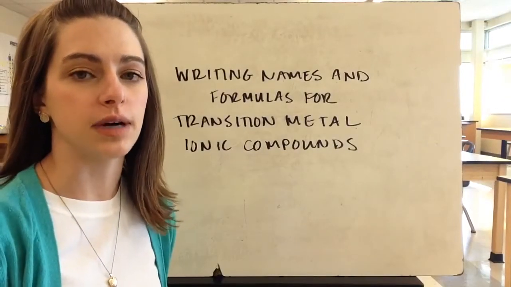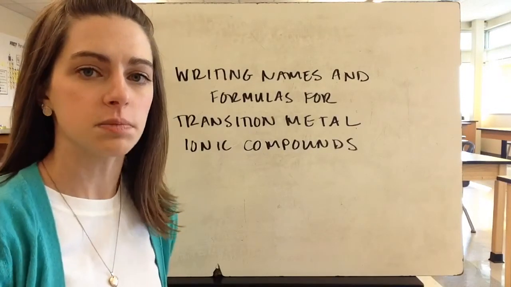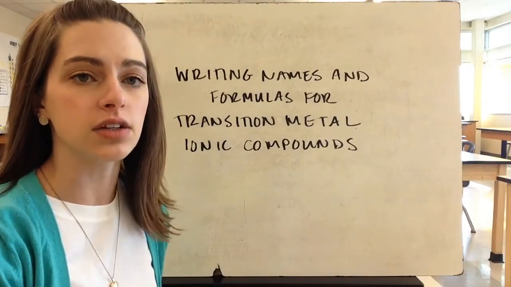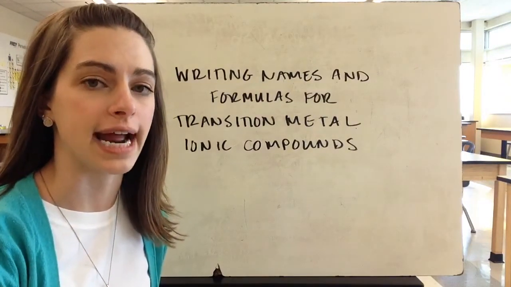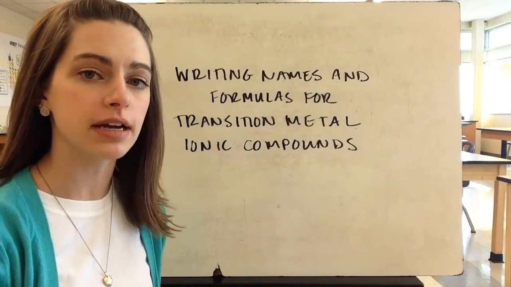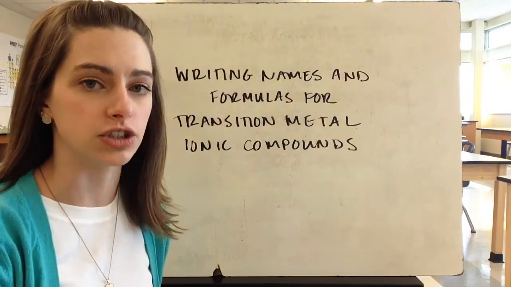So we've learned how to write the names and formulas for our simplest ionic compounds. Now we're going to look at how to write names and formulas for ionic compounds that contain transition metals or metals that can have different charges.